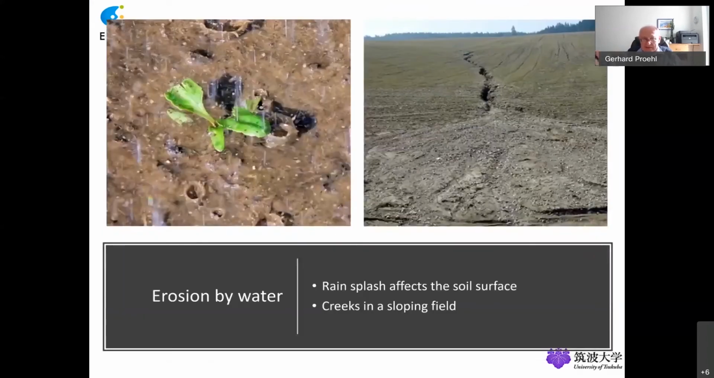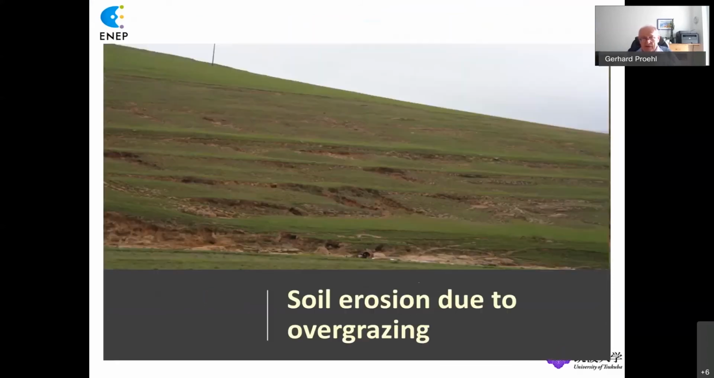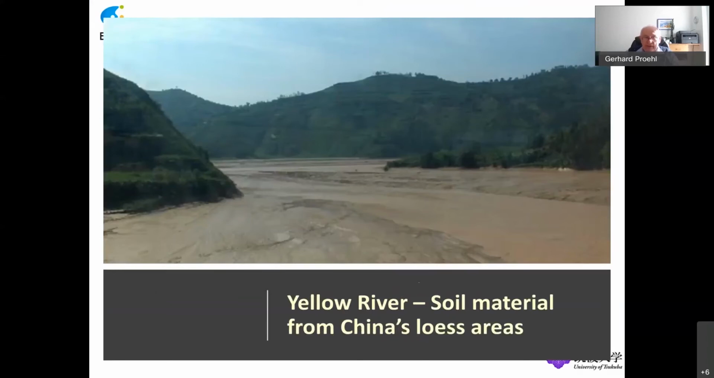Here I show you some examples of erosion to illustrate the relevance. This is a rain splash, and this is another figure. Also, erosion due to overgrazing, because then the vegetation cover is less. And a very famous example is the Yellow River. It's called Yellow River because it transports soil material from China's loess areas.